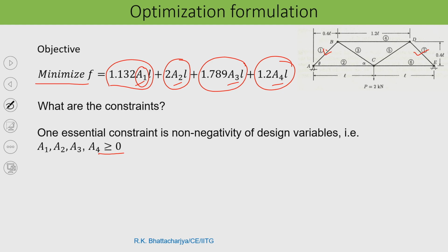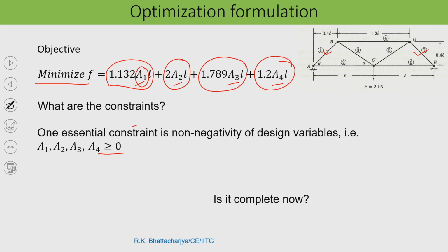It cannot be negative. Now, is it complete? It is not complete, because if I solve this problem, what will I get? The values of A1, A2, A3, A4 will all be 0, and that will give you minimum material. But that structure will not exist if A1, A2, A3, A4 are all 0. Therefore, this problem is not complete.